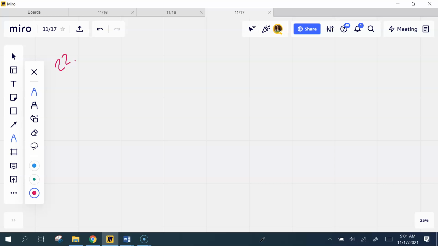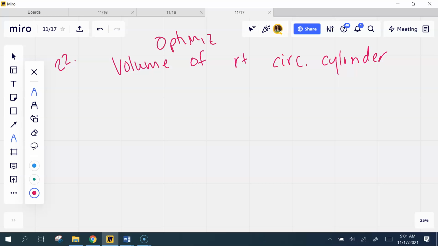Dylan says this is a short problem, so it should be easy. So here we go. Find the dimensions of a right circular cylinder of maximum volume. Right now, that tells me what I'm optimizing: the volume of a right circular cylinder. Think like a vegetable can.